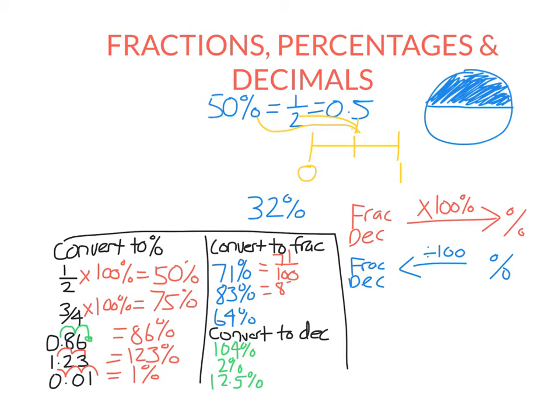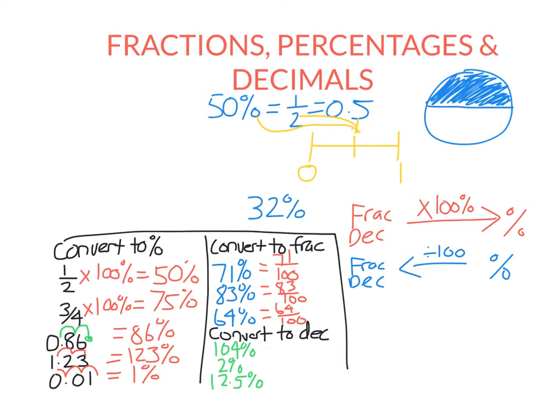That's what percentages mean, out of 100. 83% just means 83 over 100. It's easy as. 64% would mean 64 over 100. Now, the first two fractions can't be simplified because there's no common factors between 71 and 100, no common factors between 83 and 100. 64 and 100, however, both have a common factor of 4.